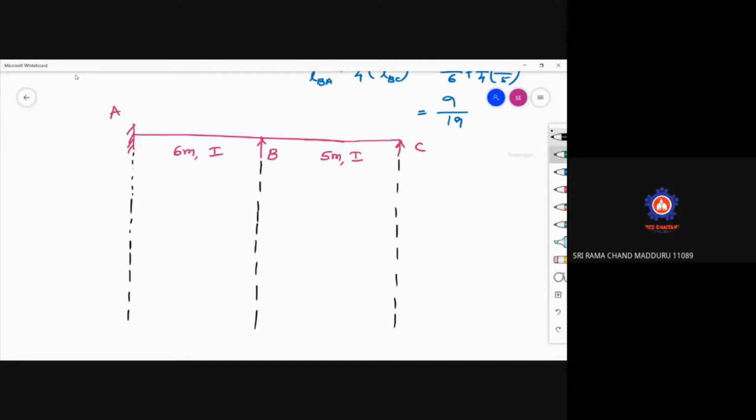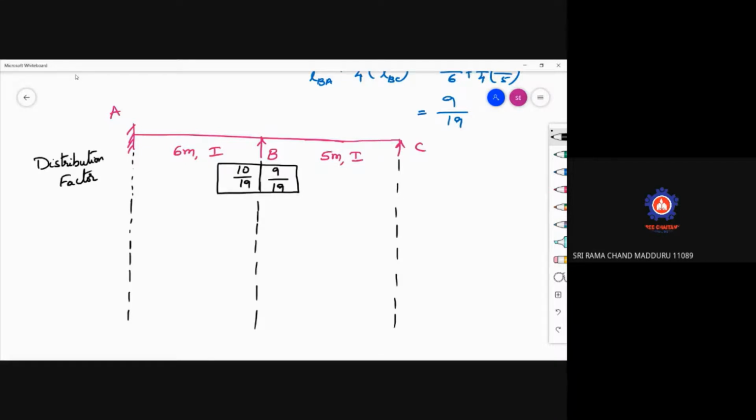Now, the first one is distribution factors. So wherever the joint is there, they write down the distribution factors. So this is 10 by 19 and the value is 9 by 19. So just make a box here. So these are the distribution factor values at joint B for span BA as well as for span BC.